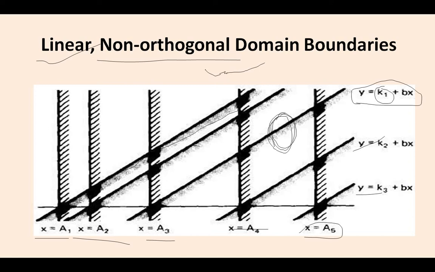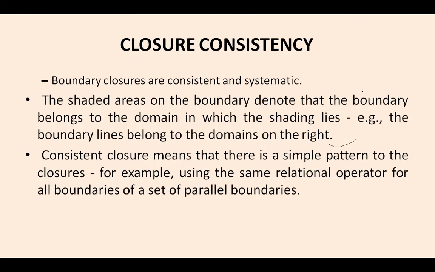Consistent closure means that whatever linear equations are there, they have to satisfy the same relational operator. Here y is equal to is used in linear equation 2 also. The same is used in linear equation 3 also. It should not be that somewhere it is greater than, somewhere it is lesser than, and somewhere it is greater than or equal to. They are following the same relational operator: is equal to, is equal to, is equal to. That feature is called what? Consistent closure.